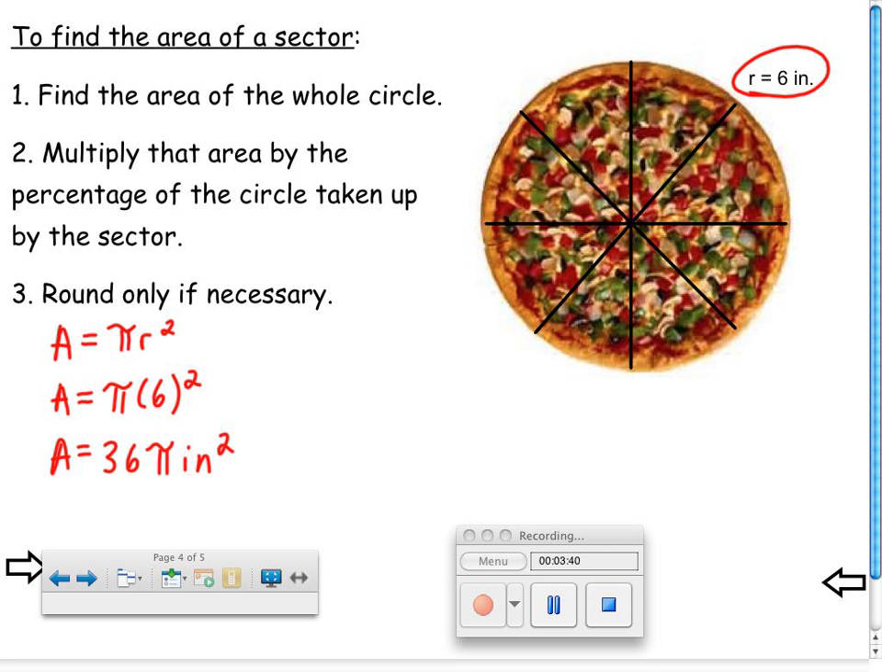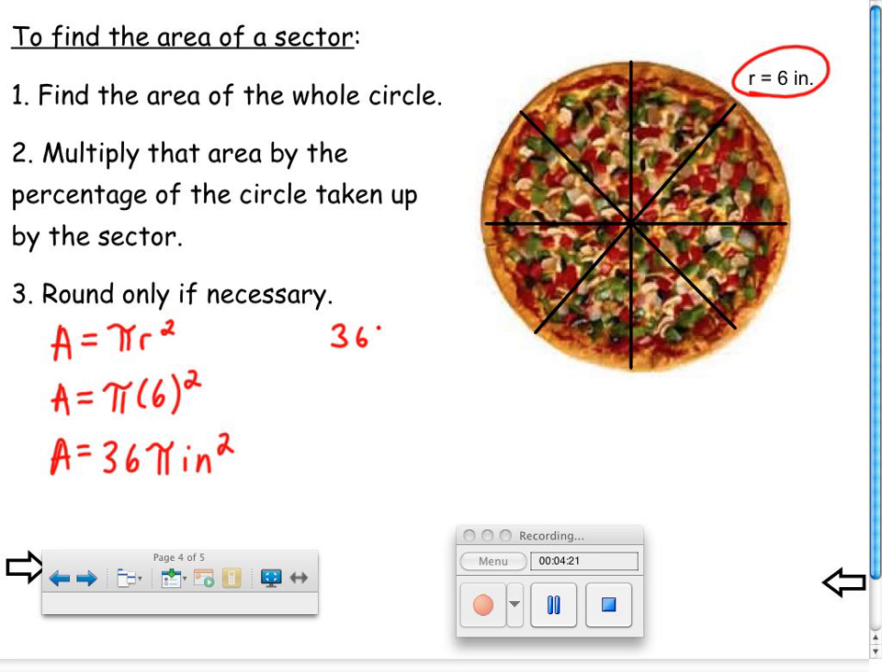But we're going to leave our answer like that for now. We're not going to round. That's our exact answer. When we leave our answer in terms of pi, we have the exact answer. Now I want to know, what is the area of just one piece of that whole pie? Well, what we need to do is step 2. We need to multiply that area by the percentage of the circle taken up by the sector. In other words, we need to divide the whole area by the size of the piece. Since each piece is 1/8 of the whole pie, we need to divide that 36 pi.